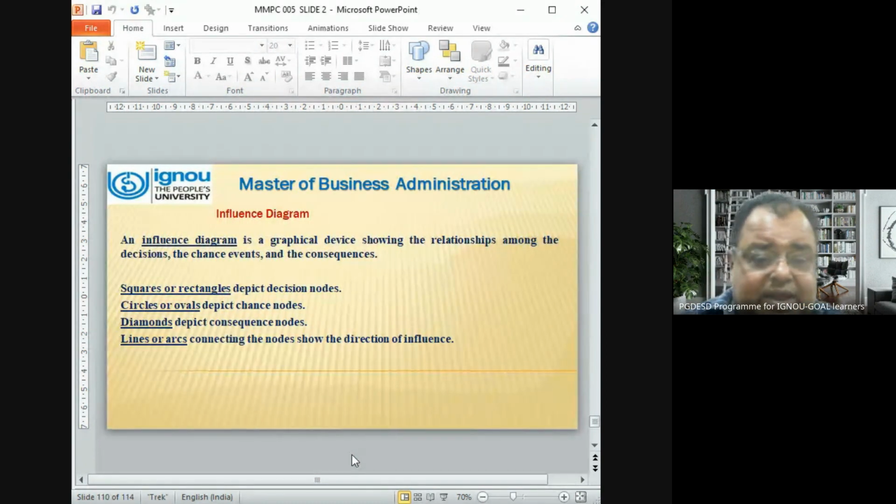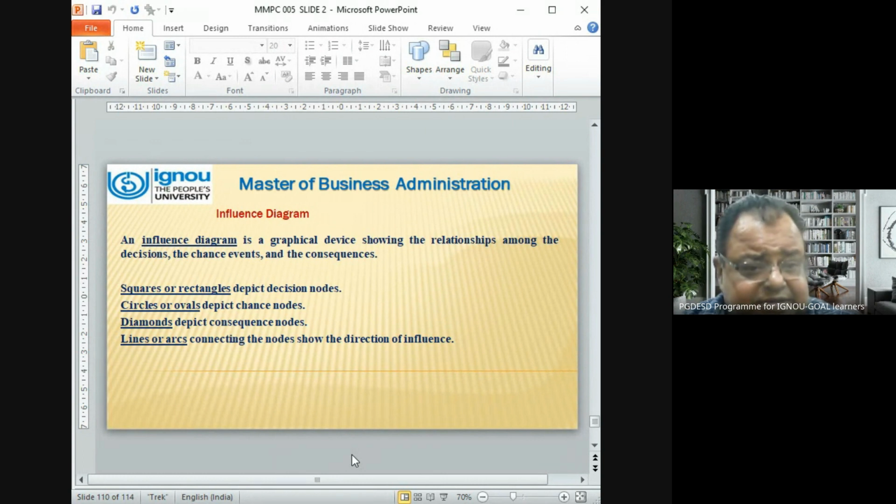Influence diagram. An influence diagram is a graphical device showing the relationship among the decisions, the chance events, and the consequences. A square or rectangle depicts decision nodes. Circles or ovals depict chance nodes. Diamonds depict consequence nodes. And lines or arcs are the connecting nodes that show the direction of influence.